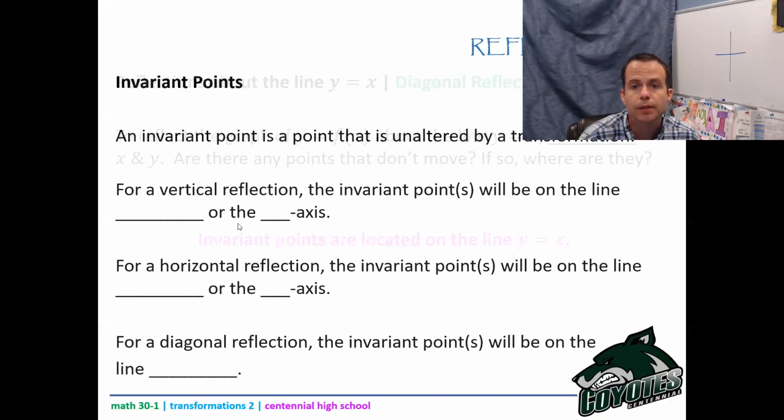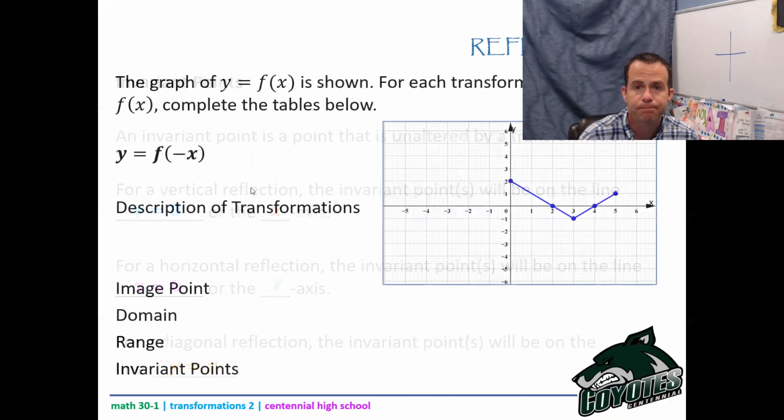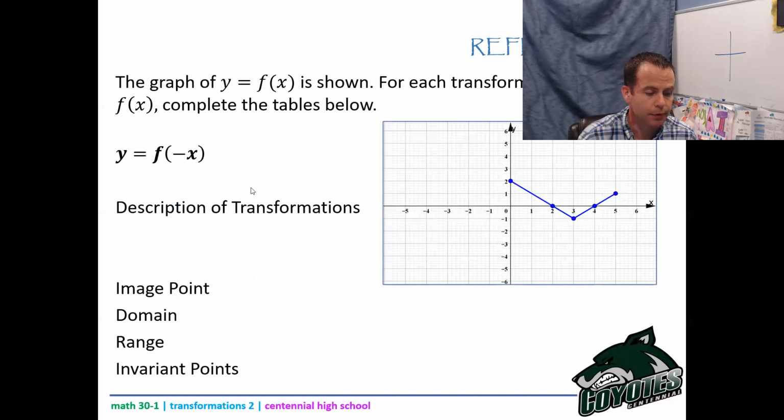Okay, so an invariant point is a point that is unaltered by a transformation. For vertical reflection, the invariant points will be on the line y equals 0, or if you think about it, the line y equals 0 is in fact the x-axis. For horizontal reflection, the invariant points will lie on the line x equals 0, otherwise known as the y-axis. And for a diagonal reflection, the invariant points will lie on the line y equals x. Okay? All right, so let's practice a couple things here.